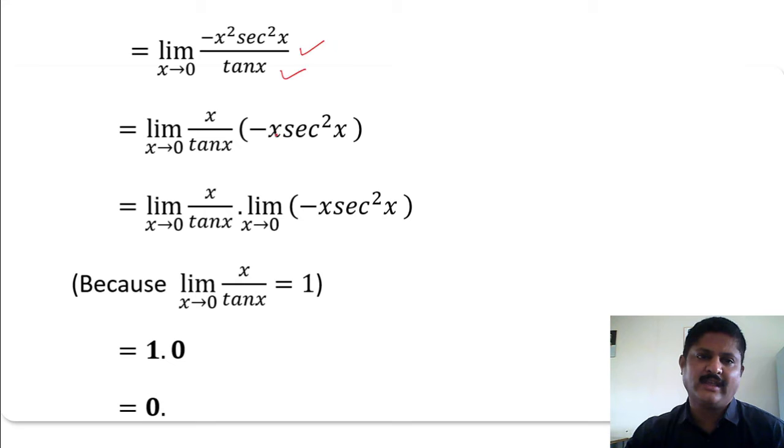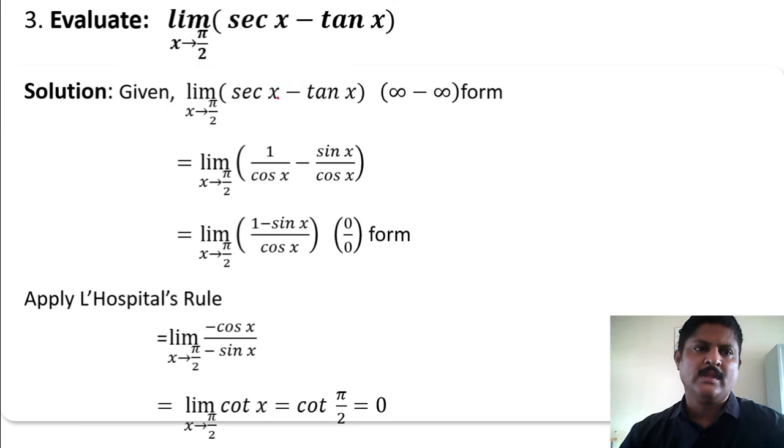Split this into x, and minus x secant square x divided by tan x in the numerator. The value of x divided by tan x is 1. And the limit as x tends to 0 of x into secant square x is 0 into secant square 0, which is 1 square, so 0 into 1 square, 0. Therefore, 1 into 0, the total value is 0.